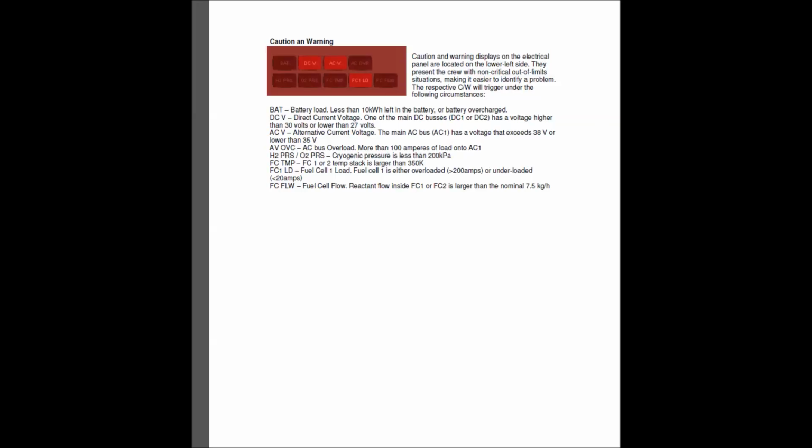H2 pressure, O2 pressure: cryogenic pressure is less than 200 kPa. FC temp: FC1 or FC2 stack temperature is larger than 350 Kelvin. FC1 load, fuel cell 1 load: fuel cell 1 is either overloaded, greater than 200 amps, or underloaded, less than 20 amps. Fuel cell flow: reactant flow inside fuel cell 1 or fuel cell 2 is larger than the nominal 7.5 kilograms an hour.